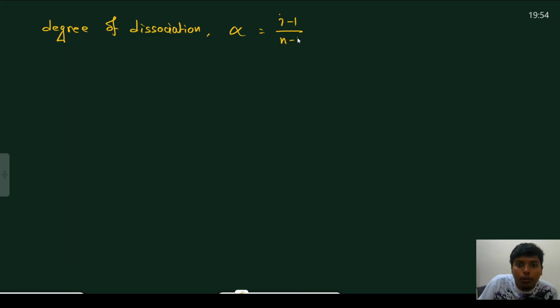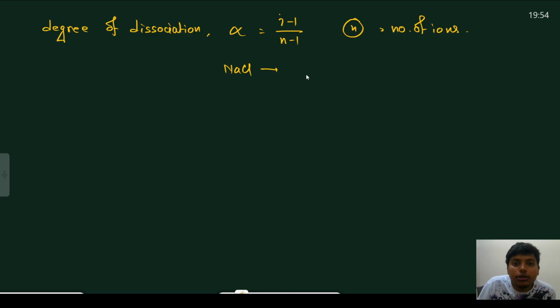Now from this Van't Hoff factor, some types of questions they will ask. They'll ask degree of dissociation or association. So how to calculate degree of dissociation? Remember, degree of dissociation is denoted by alpha. Alpha equals (i minus 1) by (n minus 1) for dissociation. What is n? n is nothing but the number of ions. Clear?